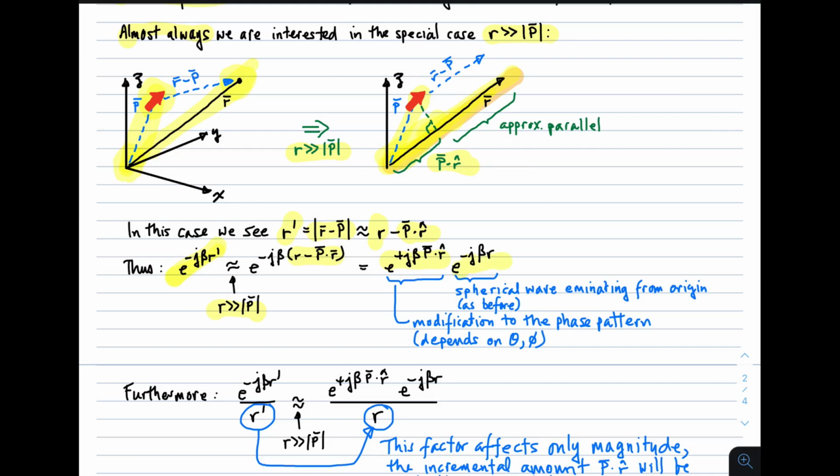And e to the minus j beta r is a spherical wave emanating from the origin as before, and then this factor is a correction. It's a modification to account for the fact that the source is not at the origin. So it's a modification to the phase pattern, as we say. And only this factor depends on theta and phi. This factor does not. This dramatically simplifies problems where we are studying superpositions of current moments.